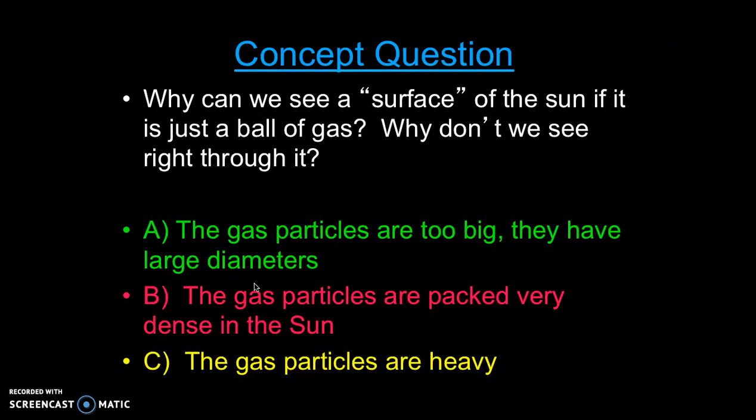So why can we see a surface of the sun if it is just a ball of gas? Why don't we see right through it? This is a great question. What do you think?